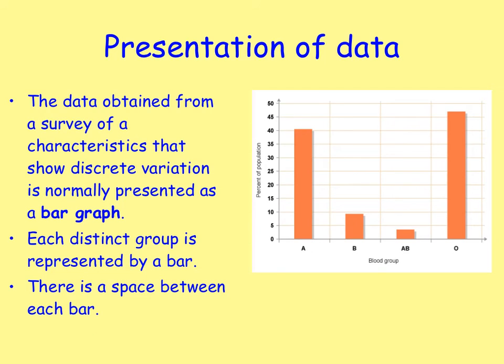Now, when it comes to presenting data for these types of variation, there are different ways that each of them is represented. When you're looking at a discrete variable, that is something that falls into groups, it's normally presented as a bar graph. And you're quite familiar with bar graphs. Every single group is just represented by one bar.